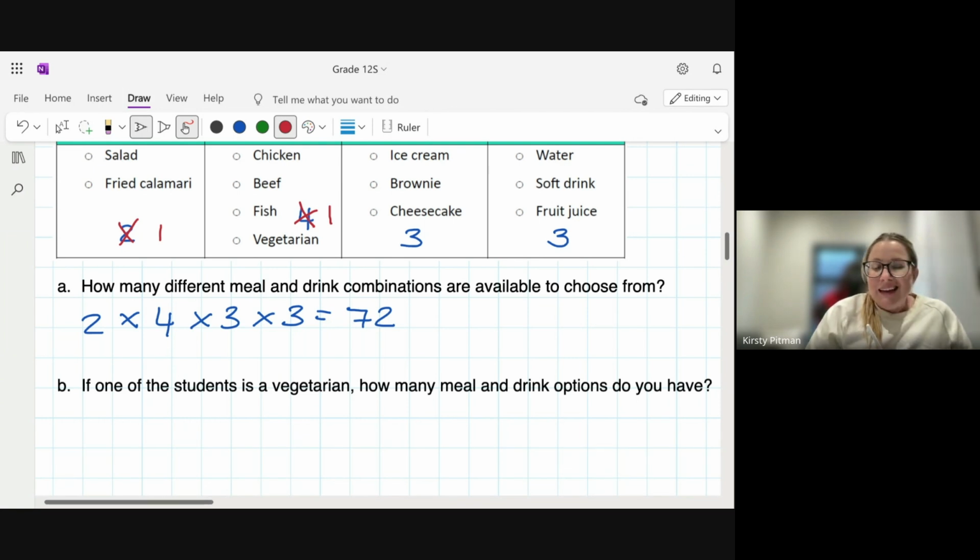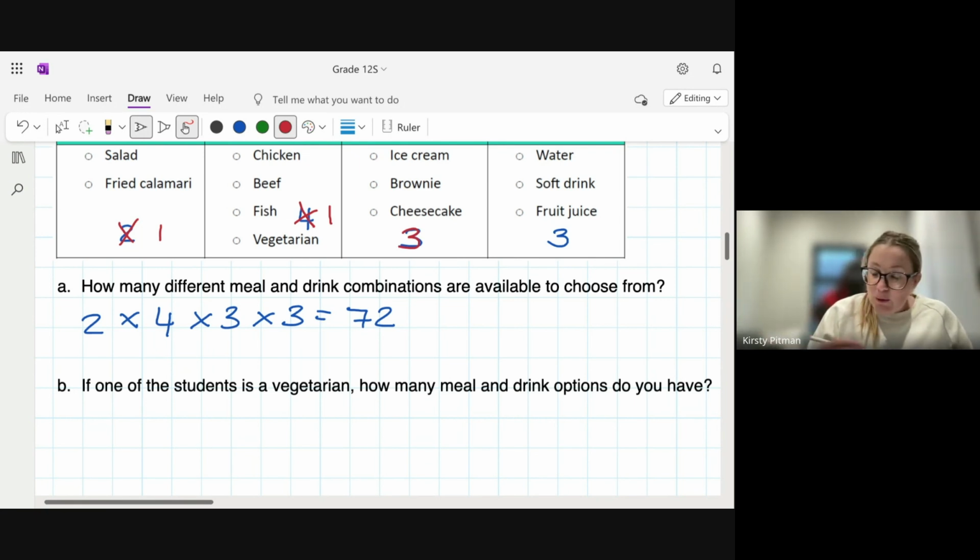All right. Now, if you were being super specific and they weren't allowed butter or they weren't allowed eggs, and then they would tell you what's in everything, we don't know that information. So we're going to leave this as 3. We don't know what's in the cheesecake. We don't know what's in the brownie. We don't know all of that stuff.